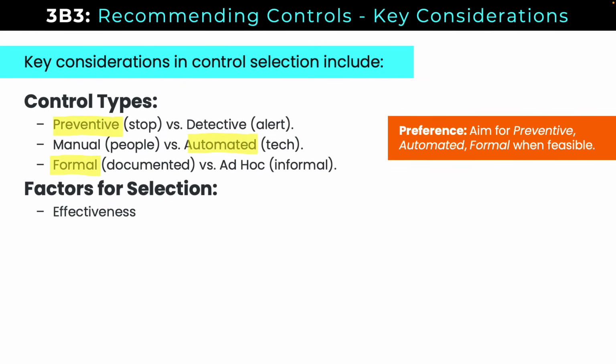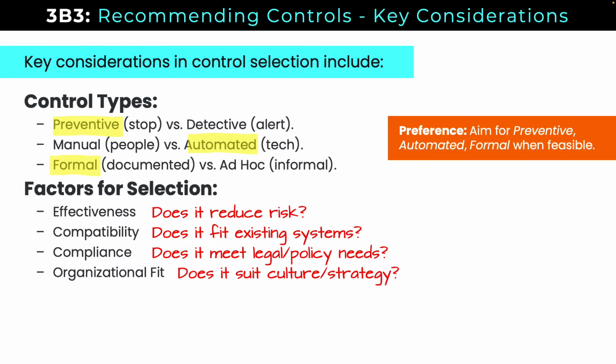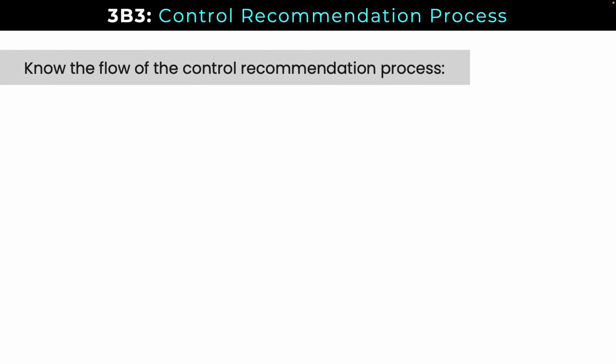So our factors for selection would include effectiveness. Does it reduce risk? Compatibility. Does it fit existing systems and does it fit our layered defense without too much overlap? Compliance. Does it meet legal and policy needs? Organizational fit. Does it suit our culture and strategy? Does it allow our employees to be productive? Is there organizational impact that affects daily work? Safety and reliability. Does it maintain safe operations or does it put human safety at risk? And measurement. How will success of a control be tracked? How can we be sure of its results? Let's talk through the flow of the control recommendation process.